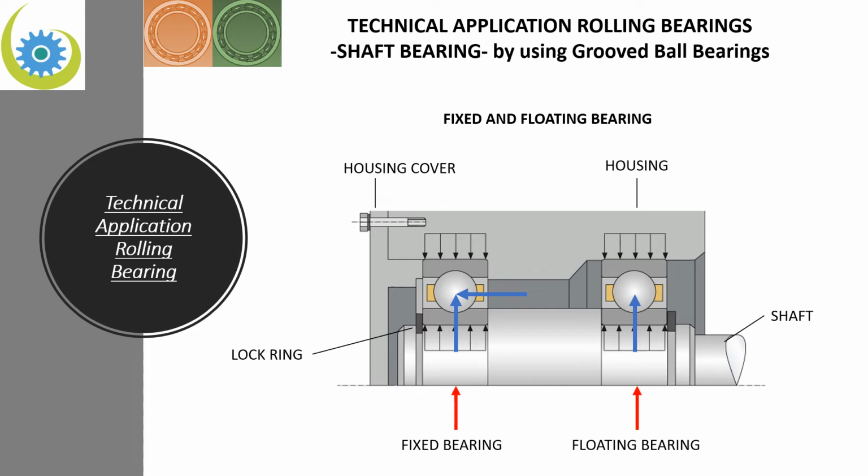In the case of the floating bearing, here on the right side, we have only to fix the inner ring. The axial movement of the outer ring is enabled. That means that the outer ring can move. This is important because we are sure that the shaft length expansion, for example because of thermal influence, will be compensated.